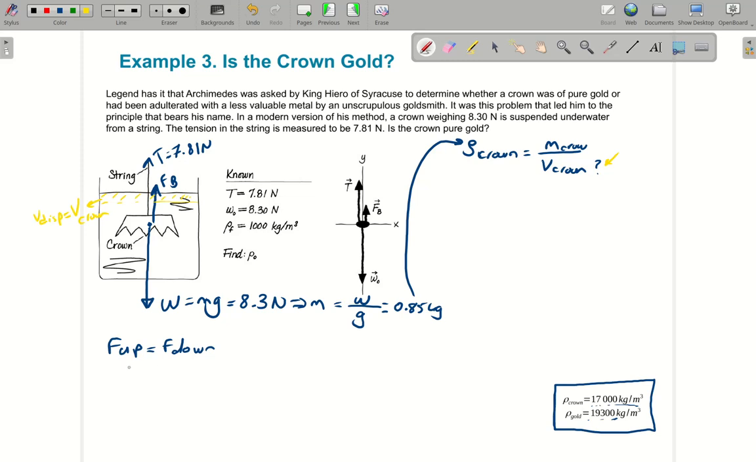Given values here, we will say F up is equal to F down and write down our forces. We have tension up, we have F buoyancy up, and we have mg down. So F buoyancy is equal to mg minus T, 8.3 Newton, not 9, 8.3 Newton, minus 7.81 Newton.